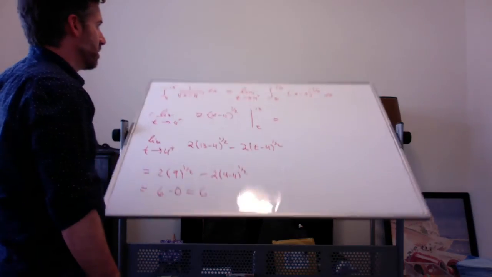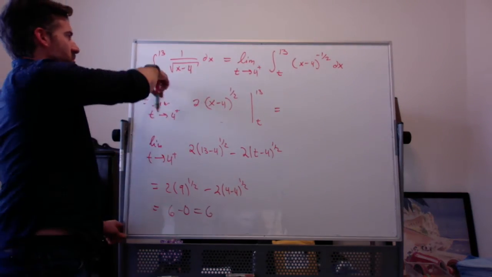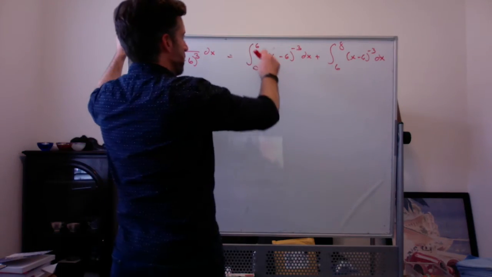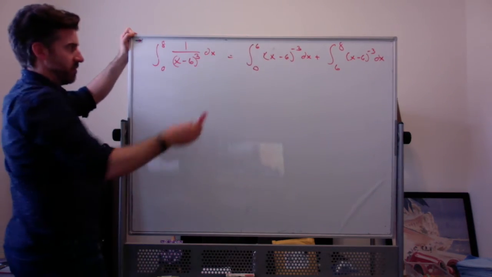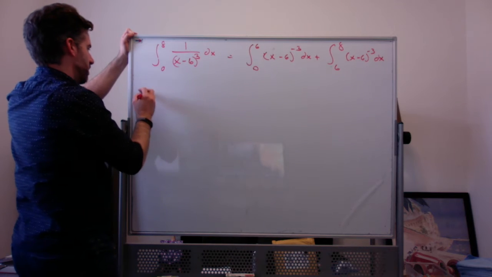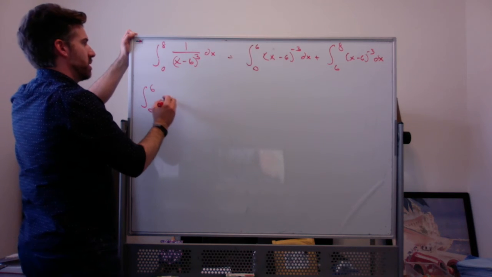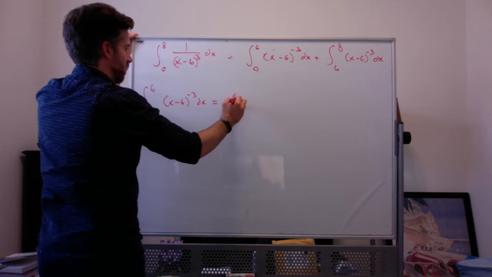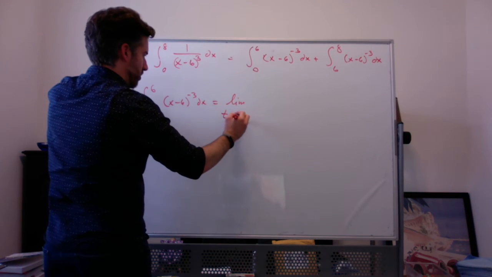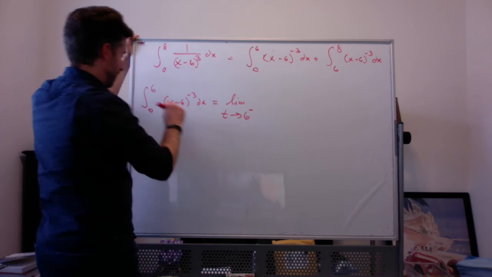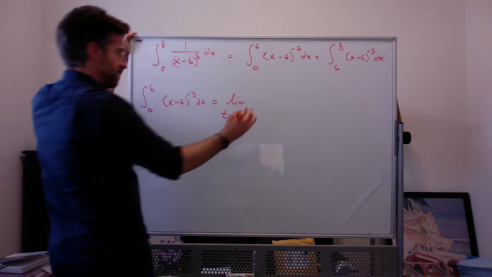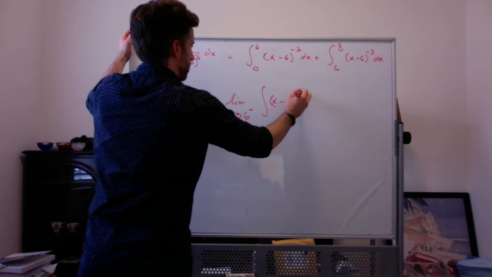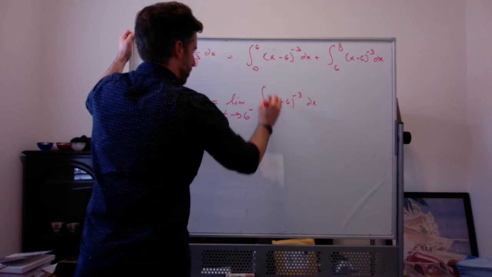Anyway, I'm going to do either one. I'm going to do this one first, because I wanted to show you what happens if the upper limit's the problem. So we're going to do the integral from 0 to 6 of (x minus 6) to the negative third dx. I'm going to write that as the limit as t approaches 6 from the left, because if we're between 0 and 6, we are less than 6, of the integral of (x minus 6) to the negative third dx from 0 to t.